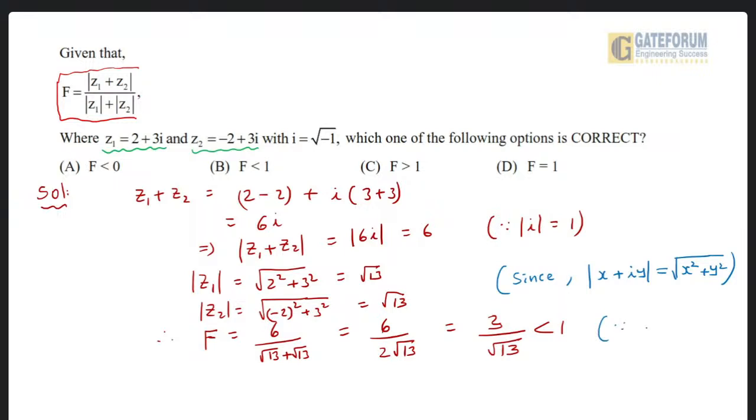Since root 9 is less than root 13, which is less than root 16, therefore 3 is less than root 13, which is less than 4. This implies, dividing 3 by root 13, which is less than 1. So the answer is less than 1, F value less than 1. Accordingly, the option is B. This is the end of the question.